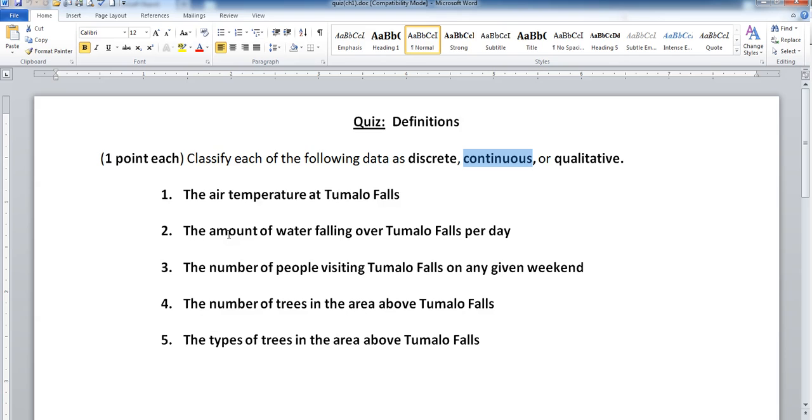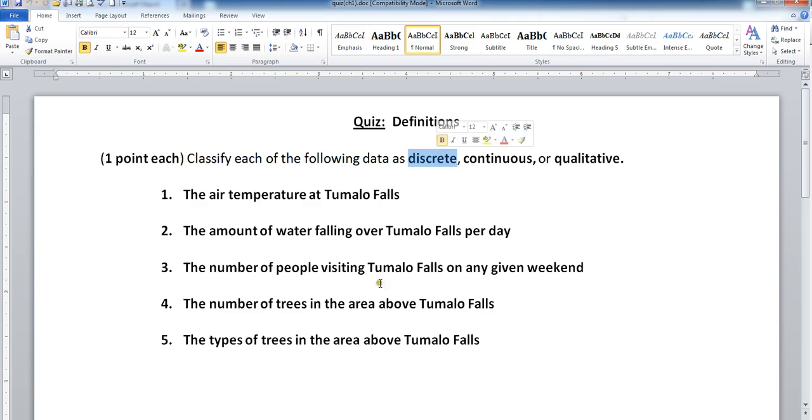So that's that there. Number of people visiting Tumalo Falls on any given weekend. Now, very often they'll collect this kind of data. I guess you can call it measurement, although it's not technically measured. By a forest ranger, for example, sitting with a little clicker and keeping track of those walking up there. And think about how they click 1, click 2, click 3. That's counted. You count the number of people. You count a whole number of people. So that's going to be a discrete quantitative variable.